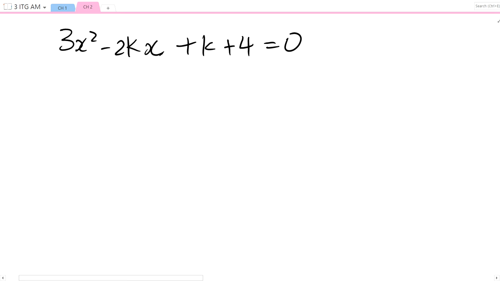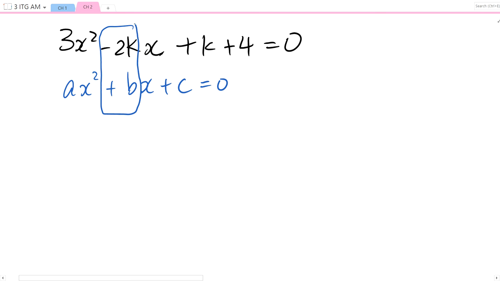If it is quadratic, I can rewrite it to the form ax squared plus bx plus c equals 0, correct? Are you able to identify what is a in this case? What is a? 3x squared? No, what is a? 3. What is b? Negative 2k. Okay, this whole thing over here is simply b.